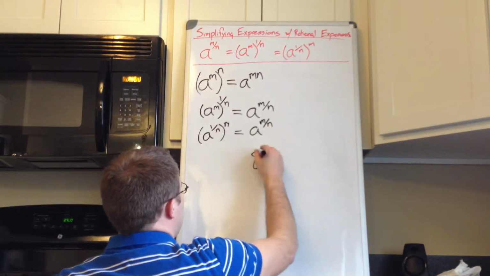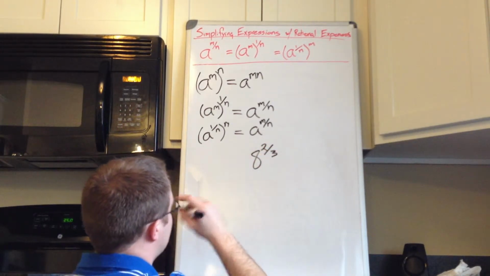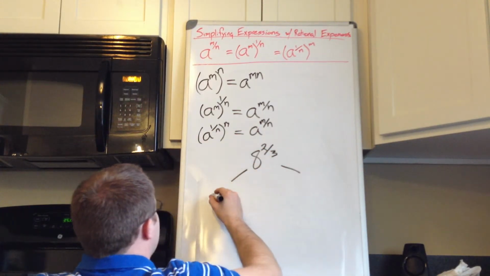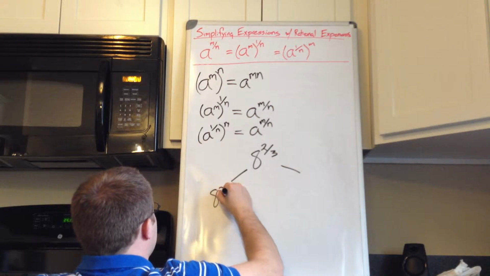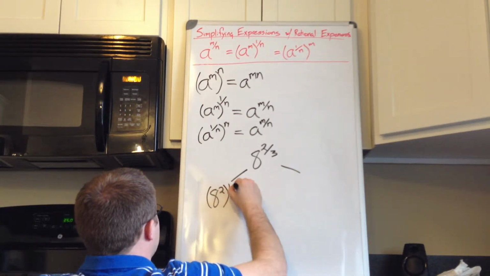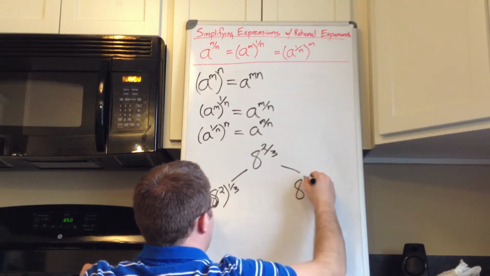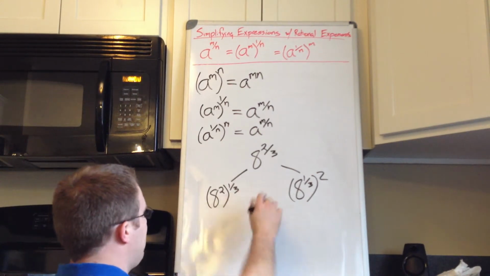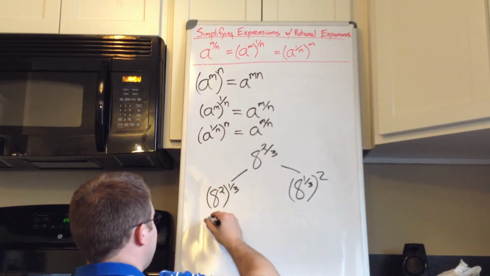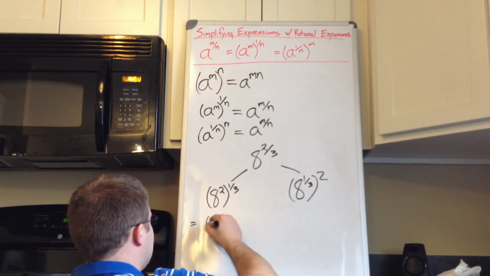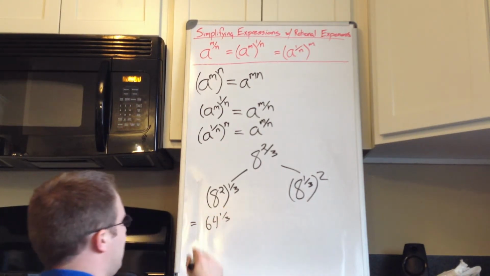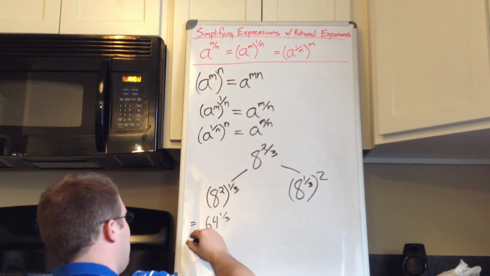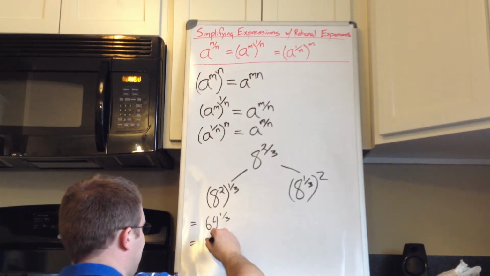Let's look at 8 to the 2/3 power. So I'm claiming that 8 to the 2/3 power is the same as 8 squared to the 1/3 and 8 to the 1/3 squared. It doesn't matter which order we do these two things in. So let's solve them both and make sure that that's true. 8 squared is 64, so we're looking at 64 to the 1/3 power. 1 to 1/3 power means the cube root. So what cubed equals 64? 4. The cube root of 64 is 4.